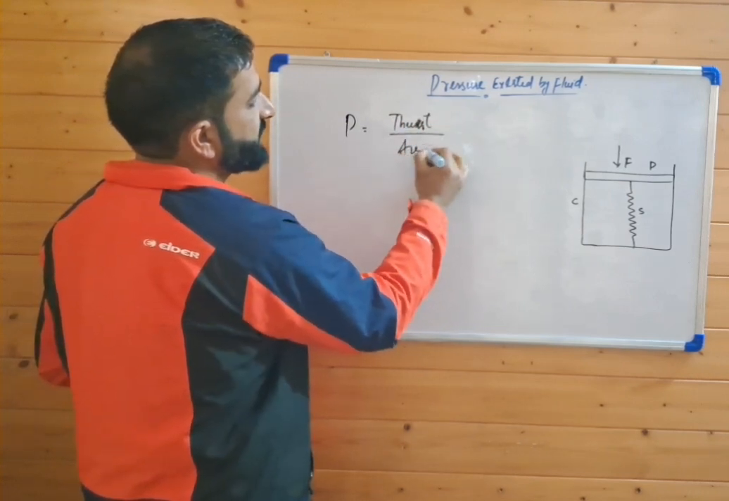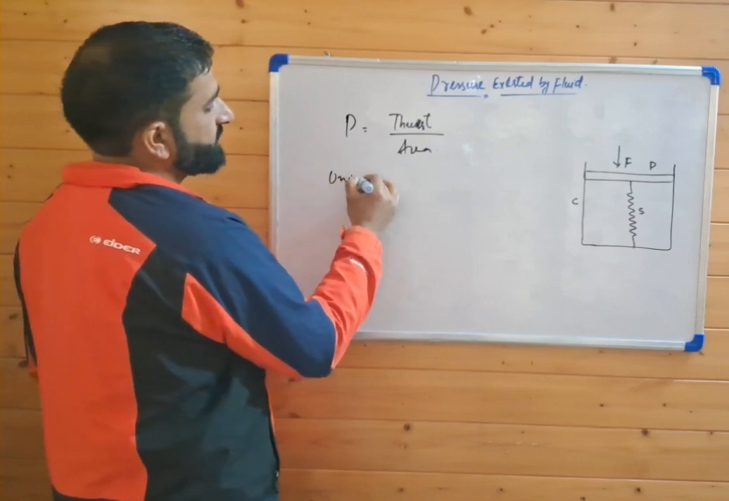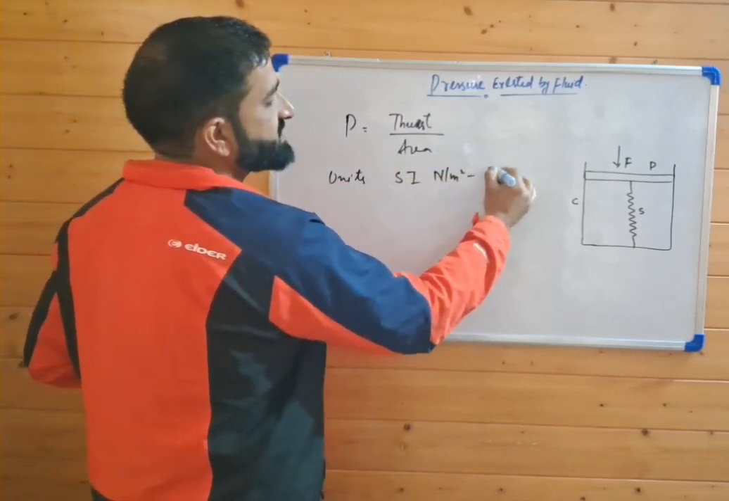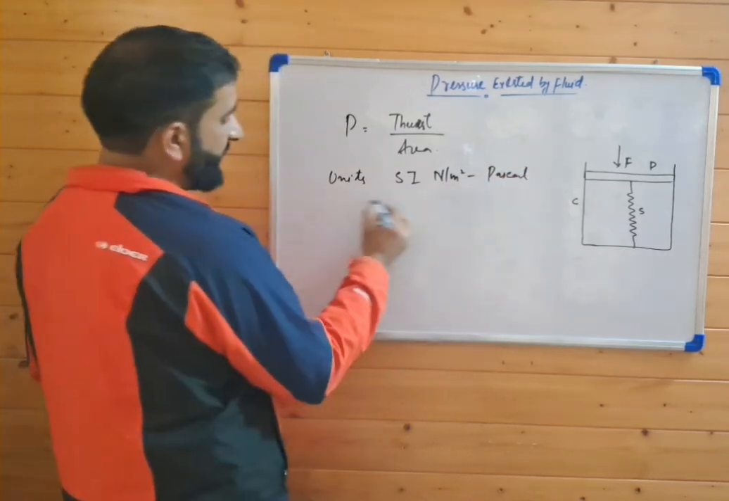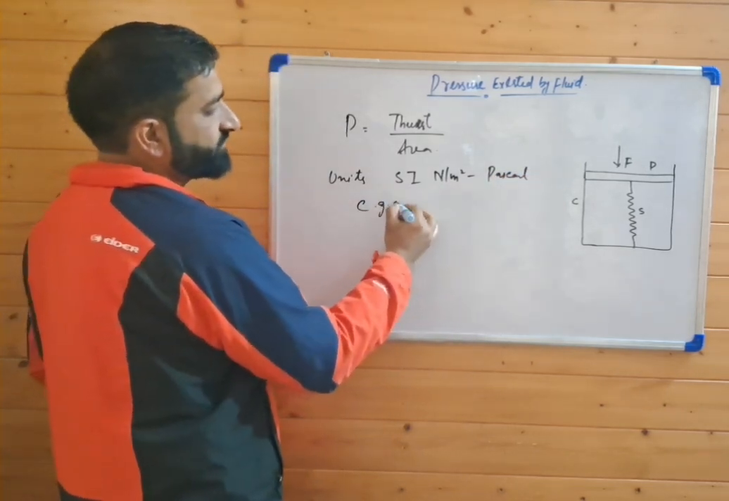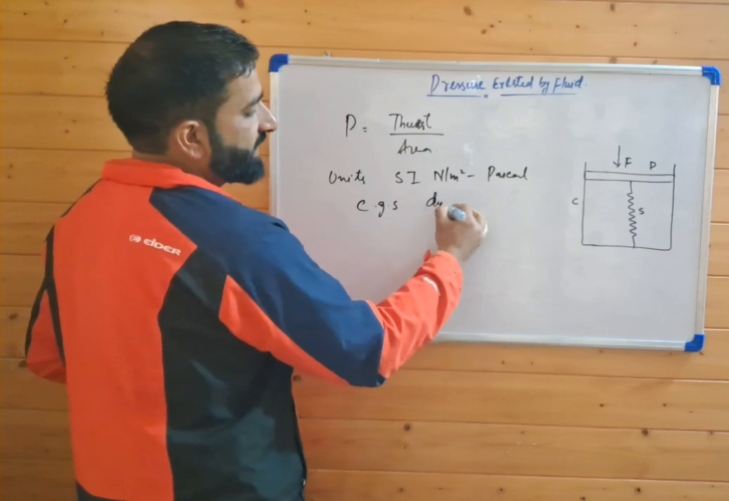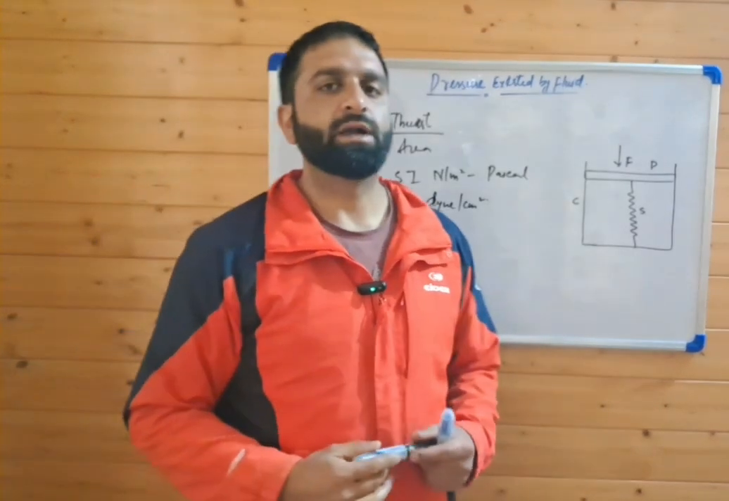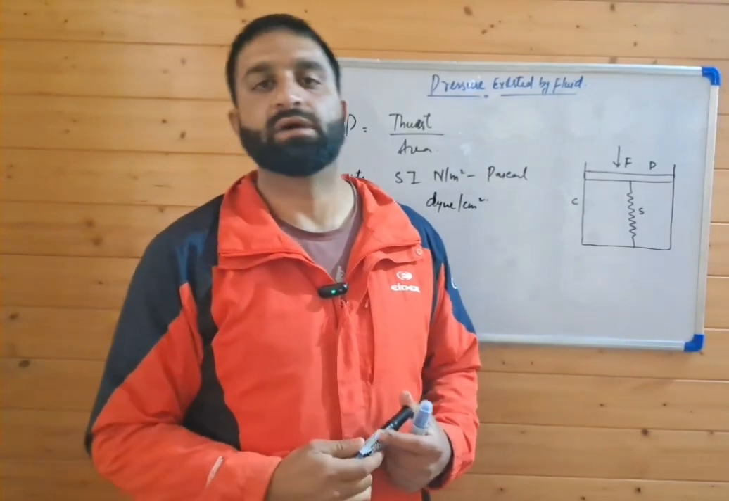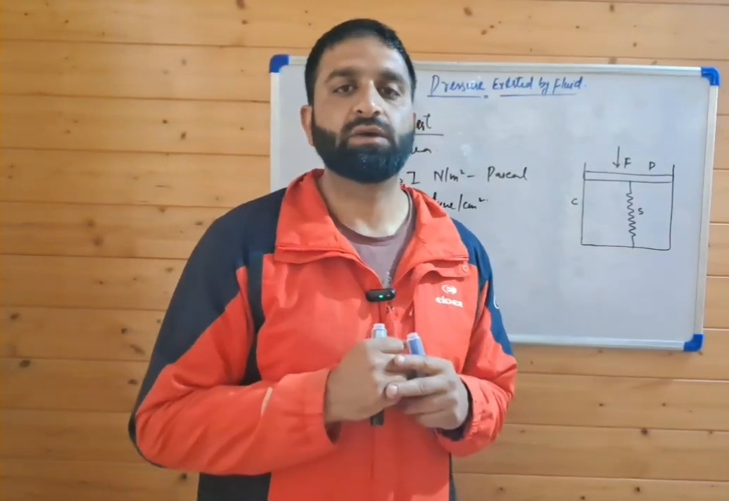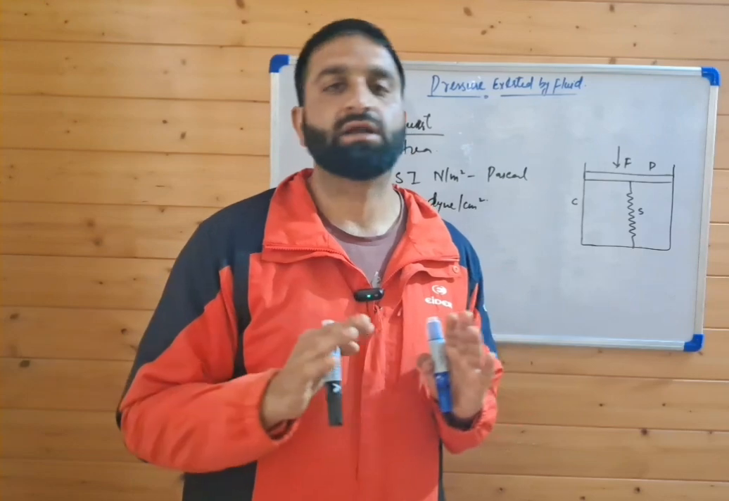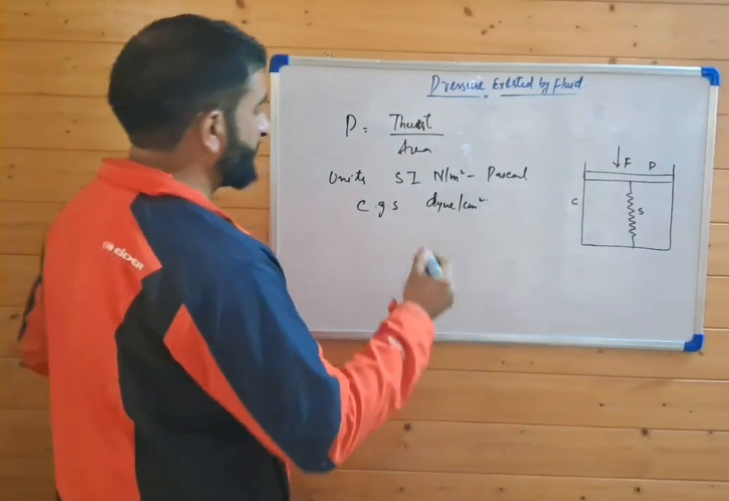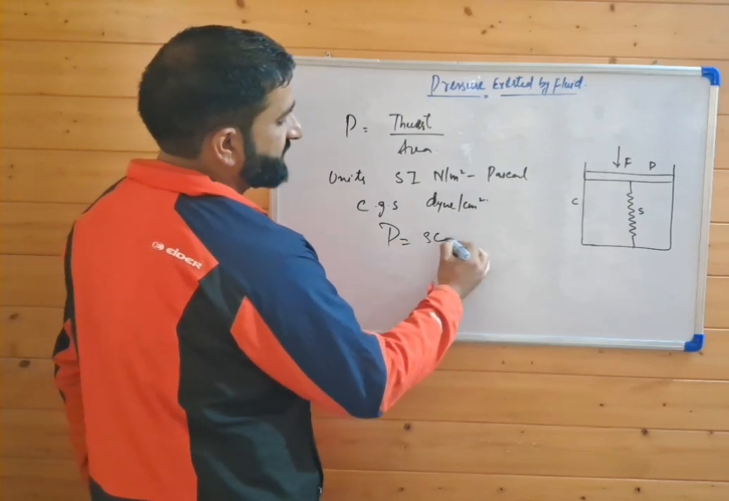per unit area. So the unit of pressure in SI is Newton per meter square, and that is called Pascal. And in the CGS system, its unit is Dyne per centimeter square. Now we know that pressure is a scalar quantity because at a certain level in a fluid, pressure is the same in all directions. That means it doesn't depend upon the direction, so pressure is a scalar quantity.